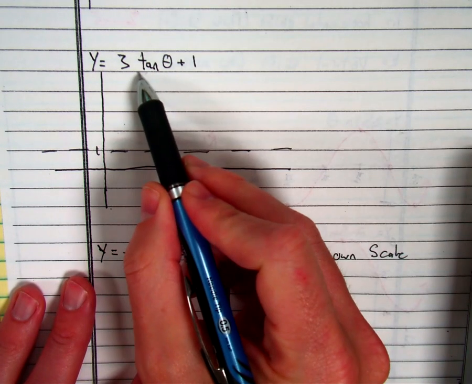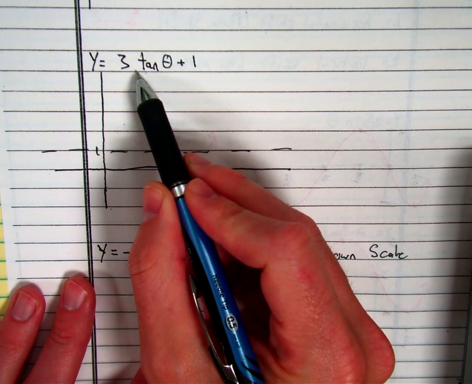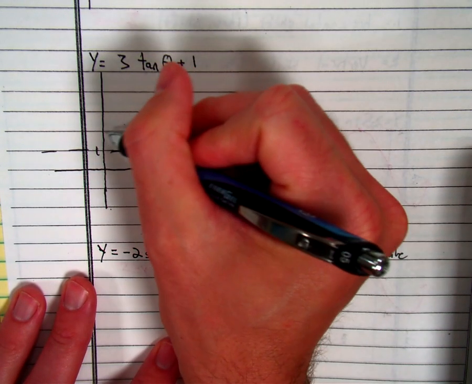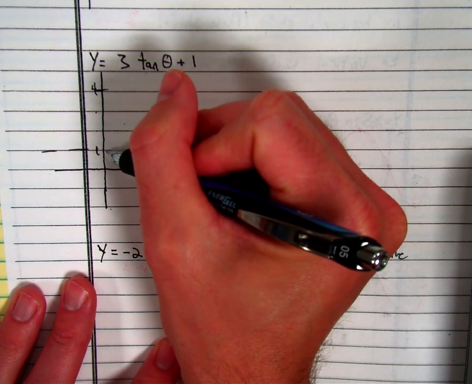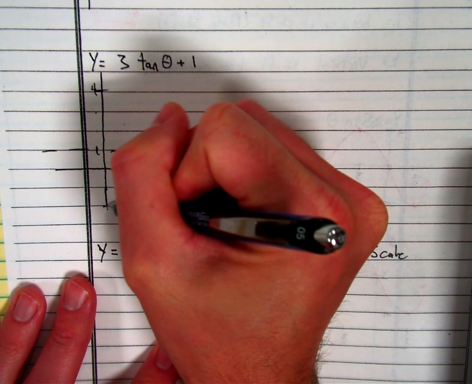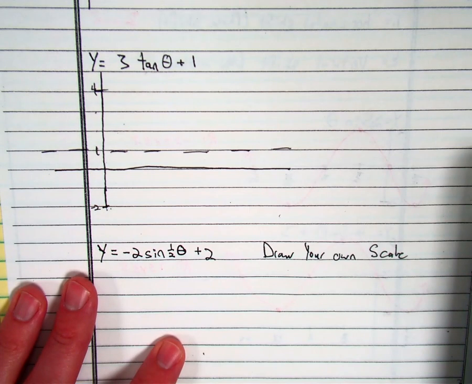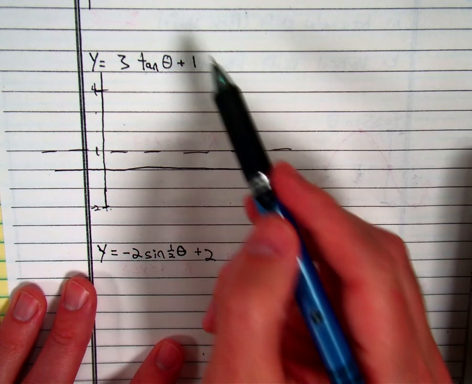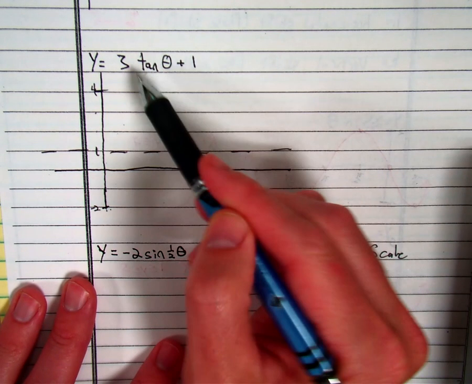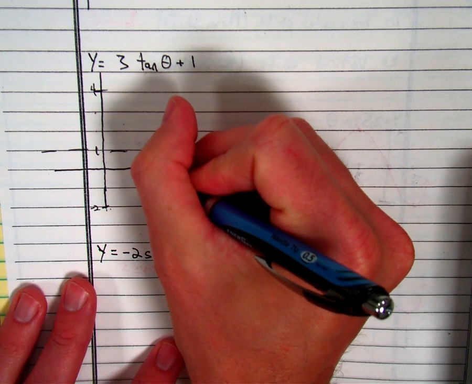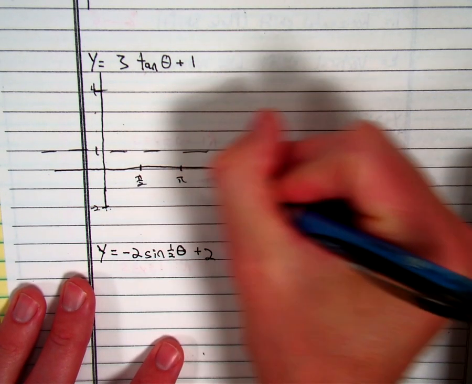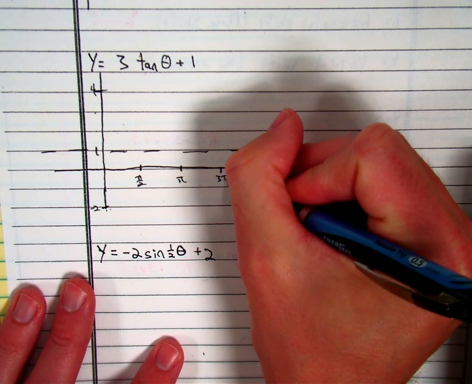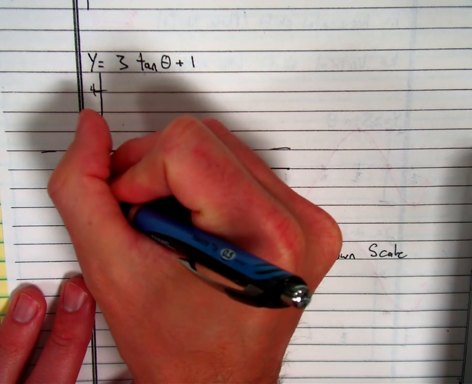And I know this 3 means my halfway point needs to be up 3 on the right-hand side. 1, 2, 3. That's going to be up to 4. And then down 3 on the other side. 1, 2, 3. That's going to be down to negative 2. No period change, so it's just the normal stuff. So we got pi over 2, we got pi, 3 pi over 2, and we'll go backwards, negative pi over 2.